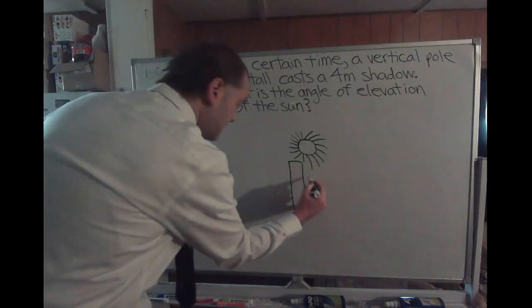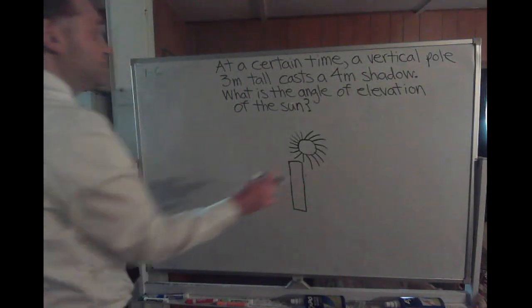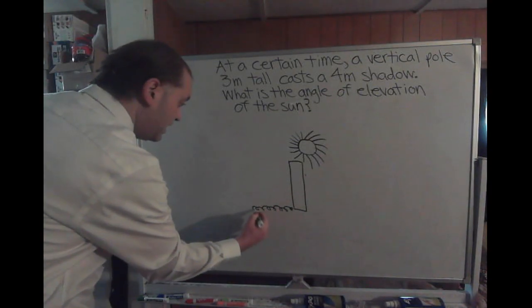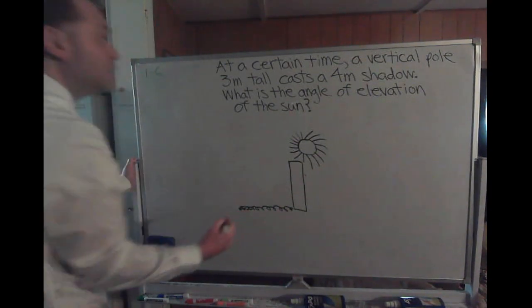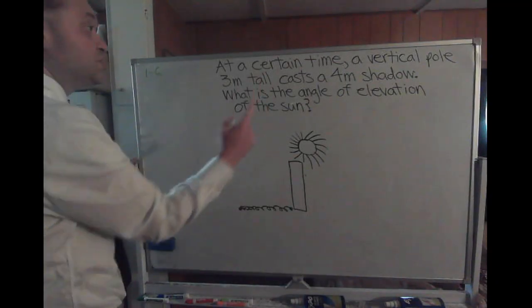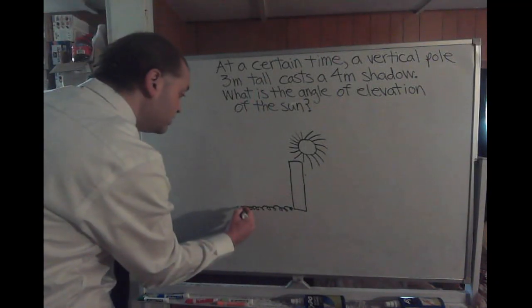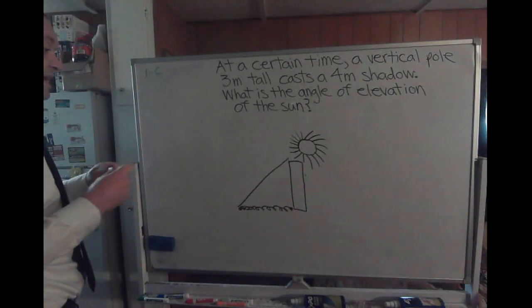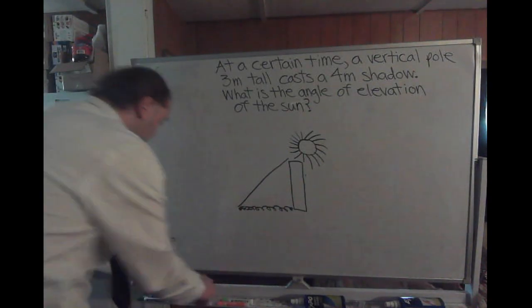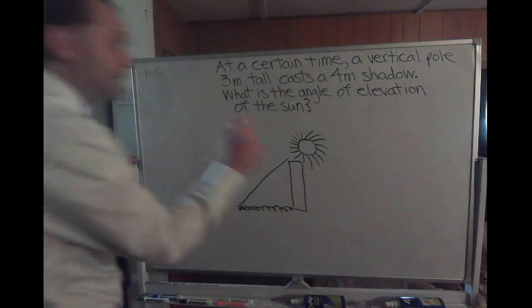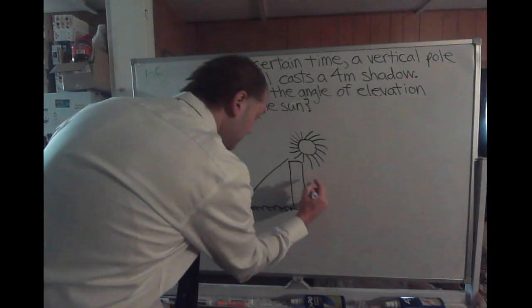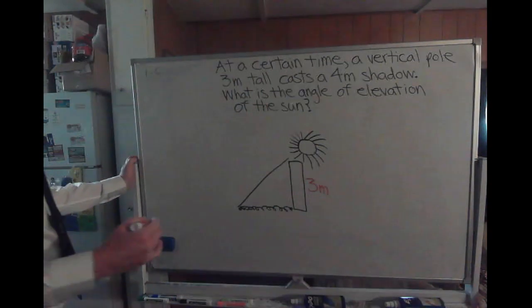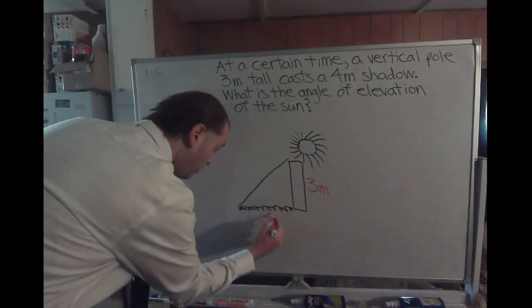The pole has a height of, well, we'll list that in a second. Of course, it's got a shadow here. The pole has a shadow, right? We're trying to find the angle of elevation to the sun. So, we know the height of the pole to be 3 meters high. We have that. We know the length of the shadow is 4 meters.